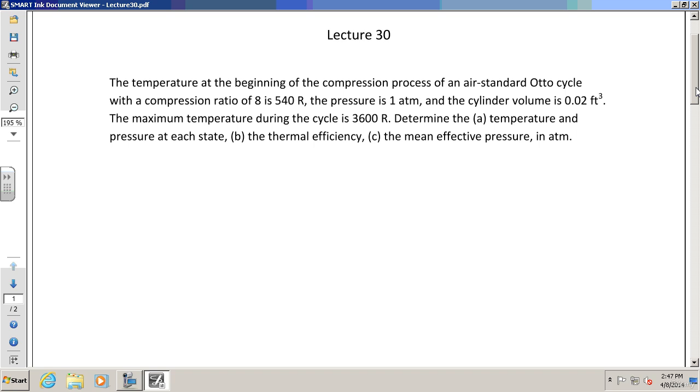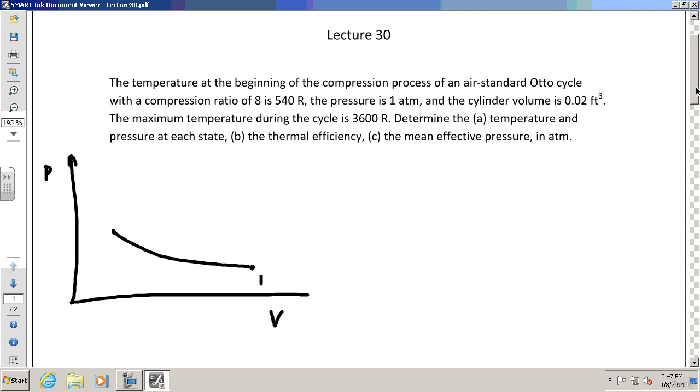Let me start before I get into this. Let's just draw this cycle again. You don't have to redraw it if you don't want to, fine. State 1, we have the compression. State 2, the heat in. State 3, and then we go to state 4, and this back down. Okay, here's our PV diagram. Now let's read the problem.